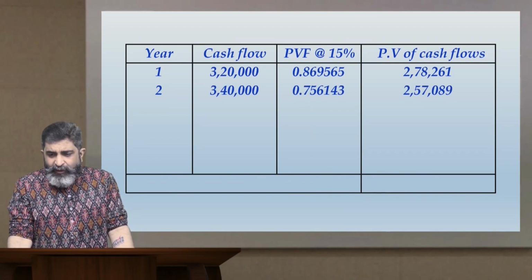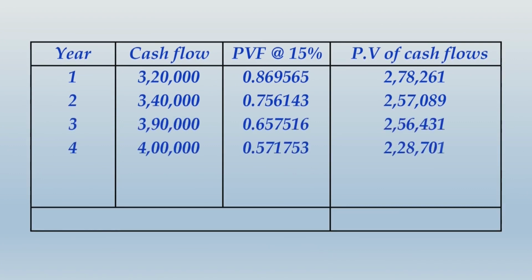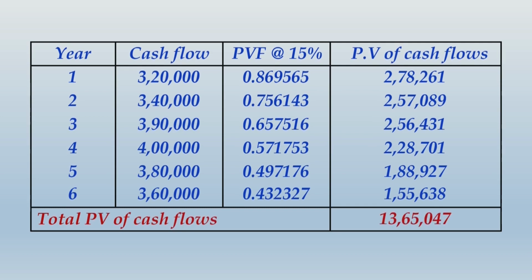So once you get these calculations, what I would suggest is you can check the calculations like this for the other 4 years also, and your total present value of cash flows should come to 13,65,047. My suggestion is, don't blindly copy these calculations. Make the calculations using your calculators and check with each calculation, understand each calculation, and then note it down.